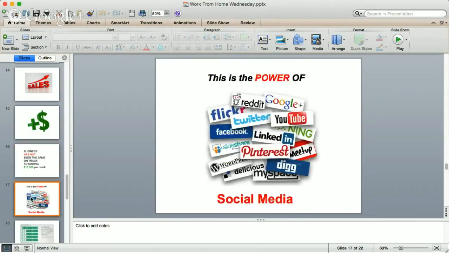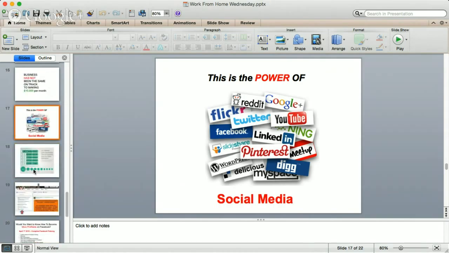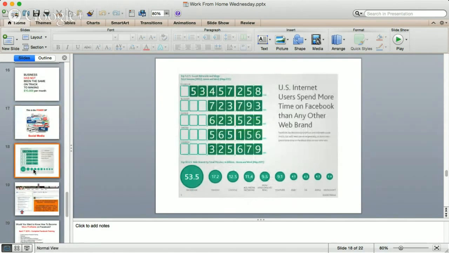If this is something that you're looking for, this is the power of social media. And there are many different social media sites. You know, there's Facebook, there's Twitter, there's Pinterest, there's Digg, there's MySpace, there's Meetup.com, there's YouTube, there's all kinds of social media sites. But the one that I'm going to talk about today is Facebook. Why Facebook? Because more users spend more time on Facebook than any other web brand out there, period. So look, according to this chart, there are 53 million people on Facebook every day.